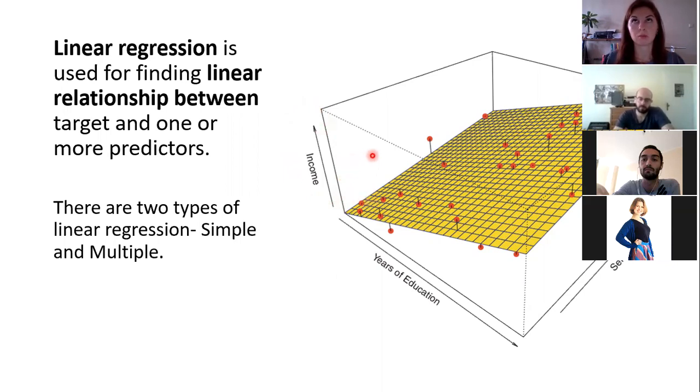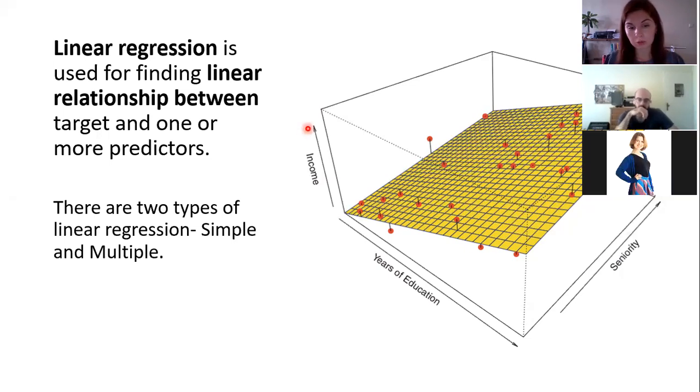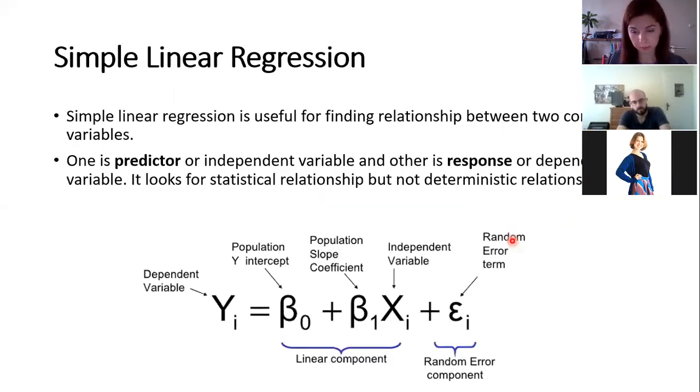There are also some additional names for these variables: independent variable and dependent variable. So predictor and target. And there are two types of linear regression: simple linear regression if you have one predictor and one target, and multiple linear regression when you have more than one predictor. We will talk about simple linear regression, when we have only one predictor.